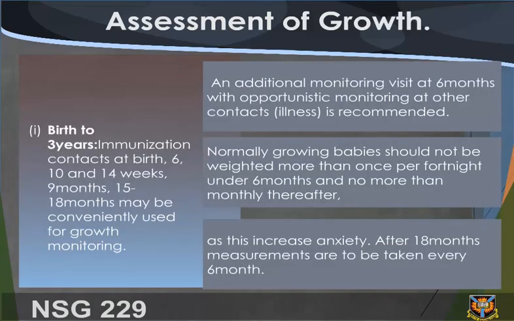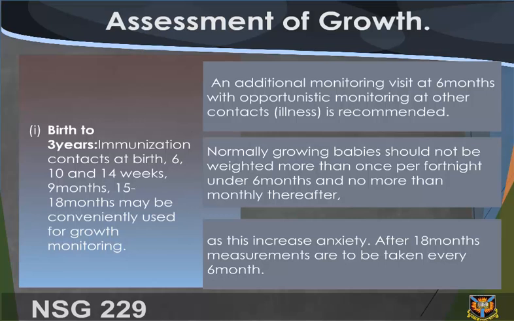1. Birth to 3 years. Immunization contacts at birth, 6, 10, and 14 weeks, 9 months, and 15 to 18 months may be conveniently used for growth monitoring. An additional monitoring visit at 6 months, with opportunistic monitoring at other contacts such as illness, is recommended. Normally growing babies should not be weighed more than once per fortnight under 6 months, and no more than monthly thereafter, as this increases anxiety.